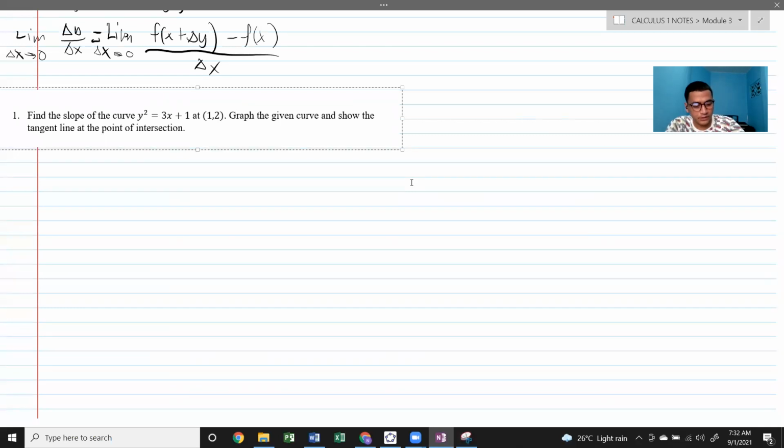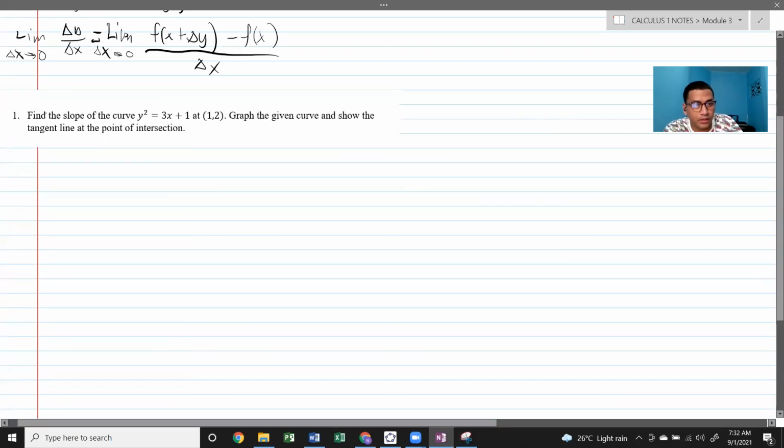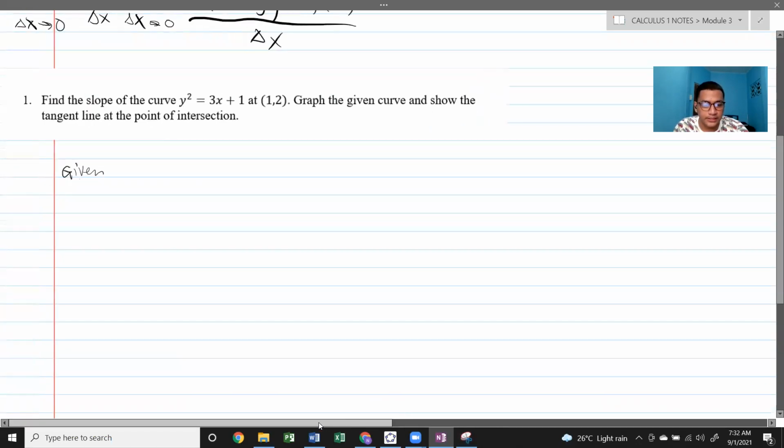Now, let's first write our given. Okay, zoom in lang natin, class. What is our given function? y squared equals 3x plus 1. And what is our given point? The given point is (1, 2). Now, what is our required? The slope, or the first derivative of the function.